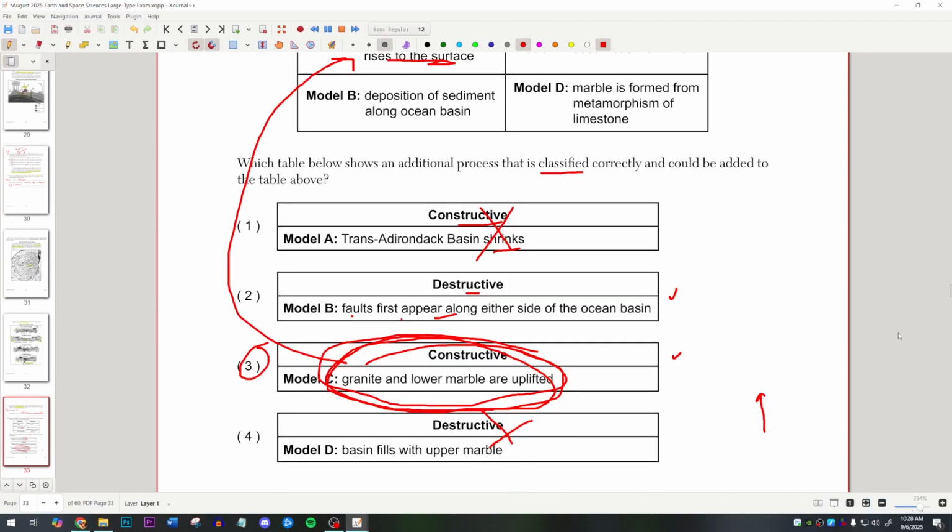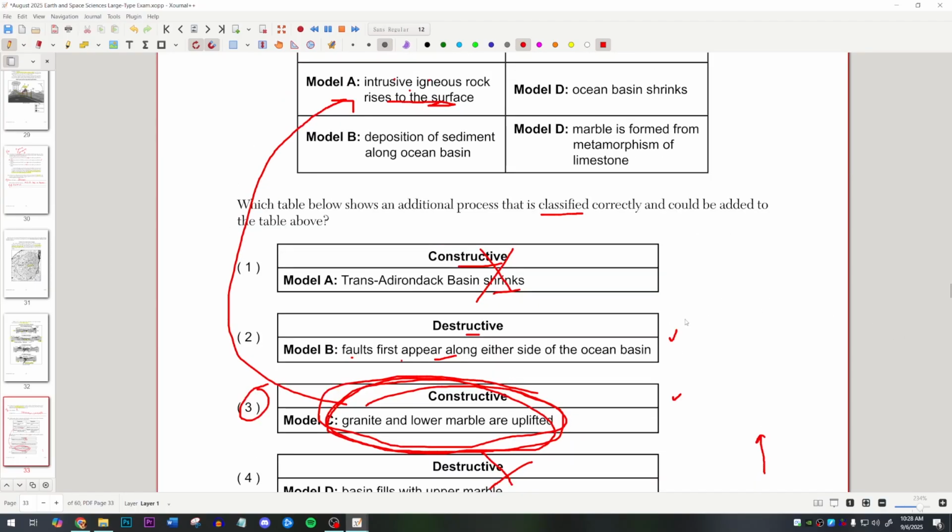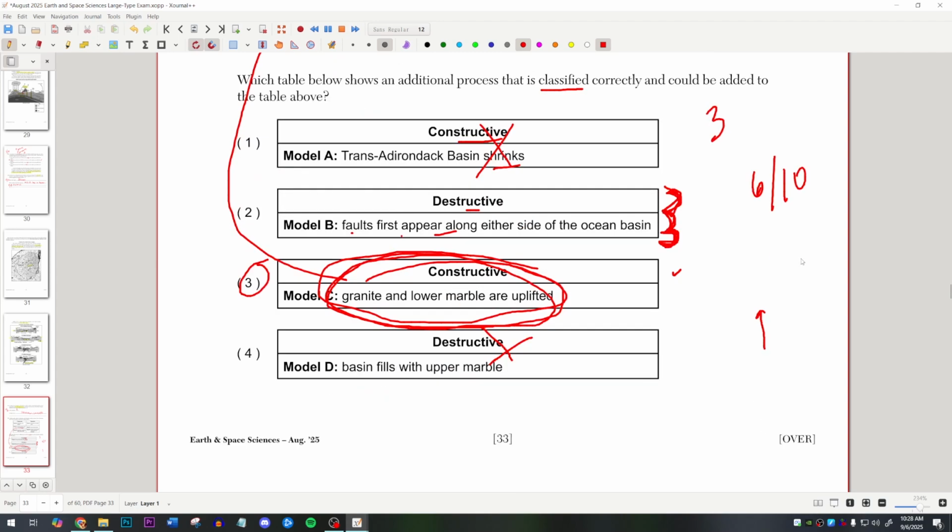I don't like this question because this is throwing me off a little bit. Maybe you could tell me in the comments why that wouldn't be right, but it's a little weird. I'm going to go with 3. I'm going to say this question's kind of hard, so I'm going to say 6 out of 10 on that one. Actually, I'm going to go with a 7 out of 10 on that one.